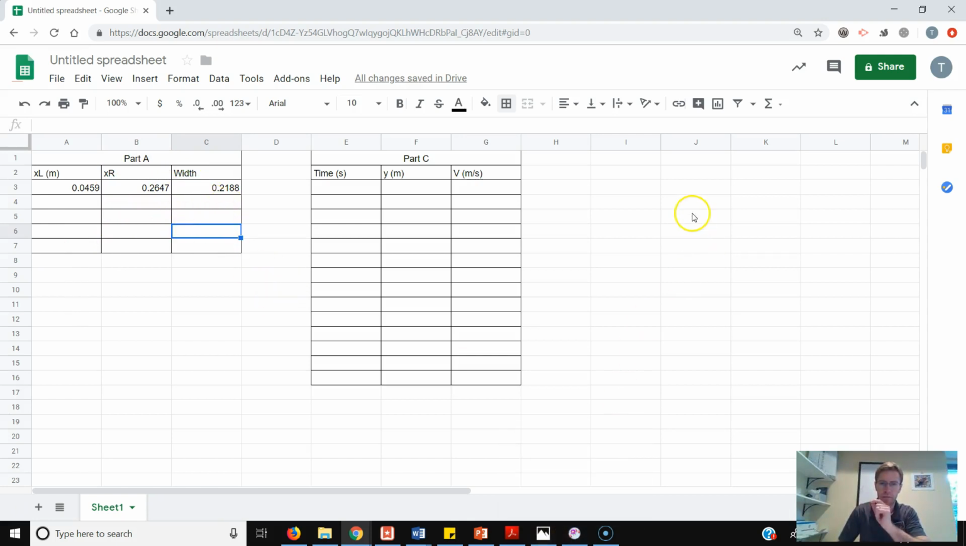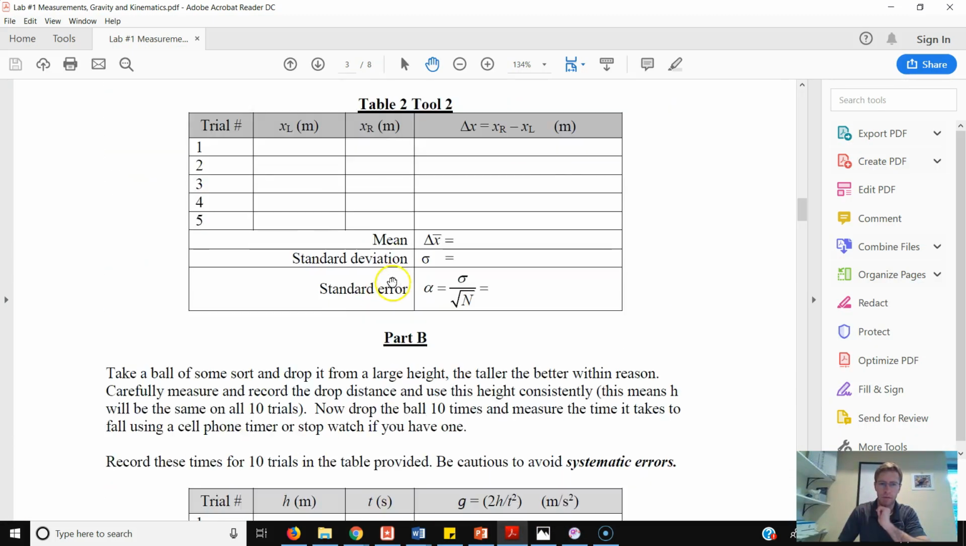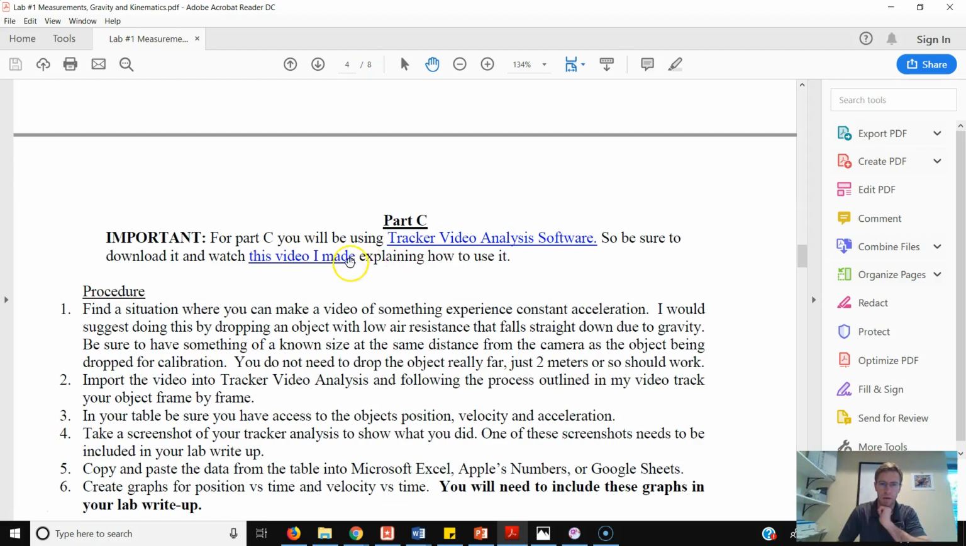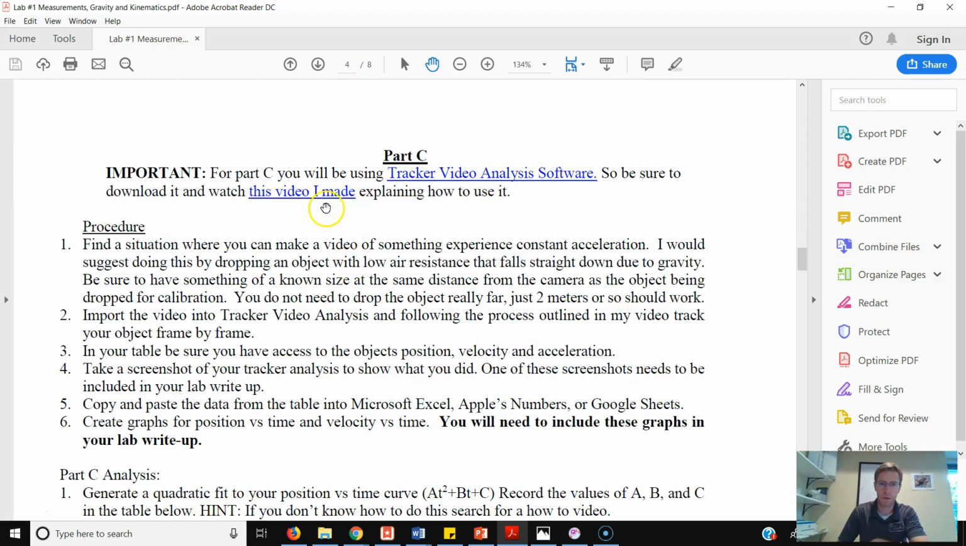Now I want to talk briefly about part C. Part B is usually pretty straightforward for people, so I want to move forward and talk about part C. In part C, you're going to be using the tracker video software, looking at an object being dropped, right? So if we fast forward here, I tell you there's a video that I made showing you how to use it, and you'll get to see it again here in just a second.